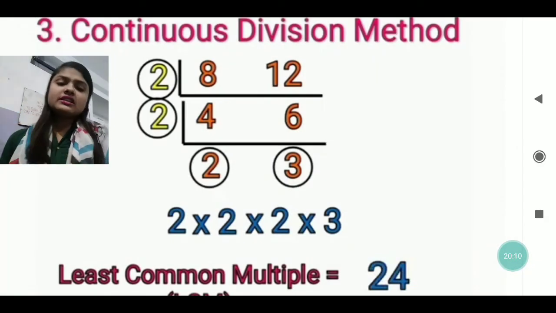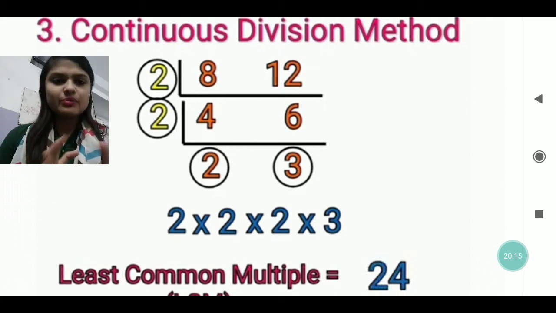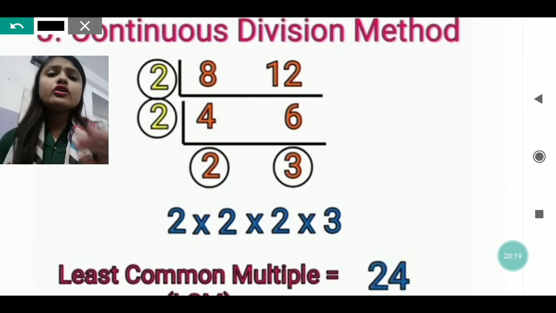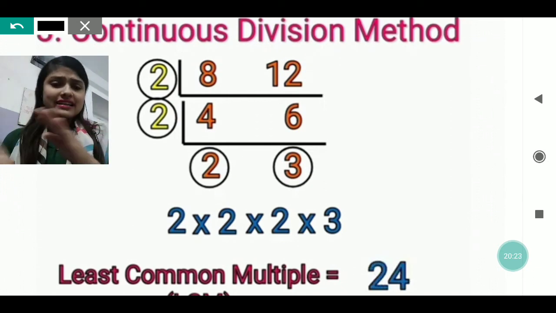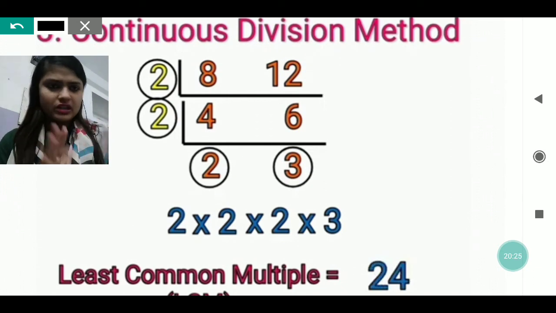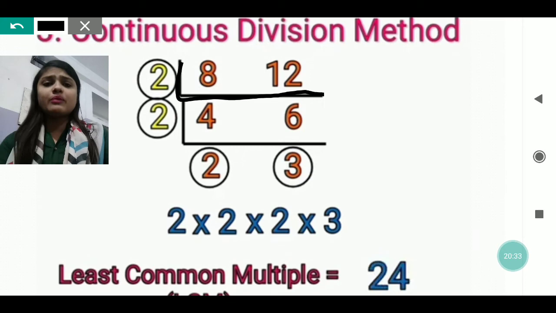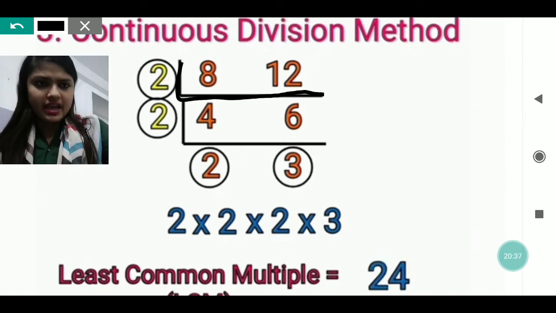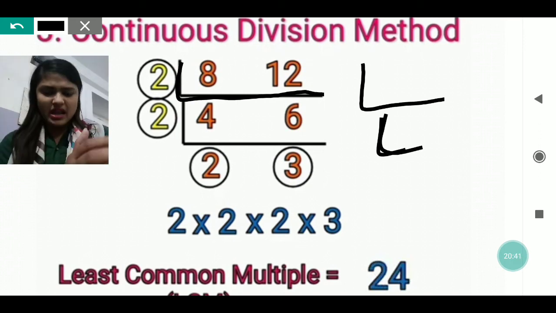In the same way, it's time to discuss the third one, that is the continuous division method. In the continuous division method, we don't write the numbers separately, we don't make the factor tree, we don't write the listing of multiples, nothing. We will write both the numbers together. We will make a box like this, not a completely closed box. You will write an L, like this, written in big form.